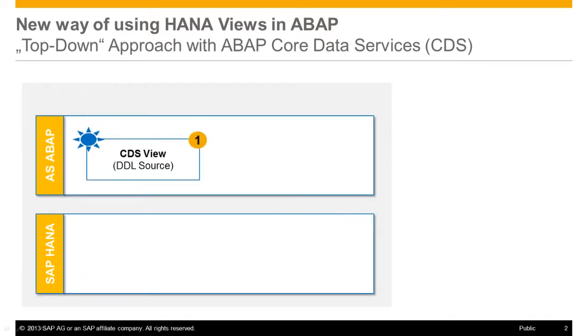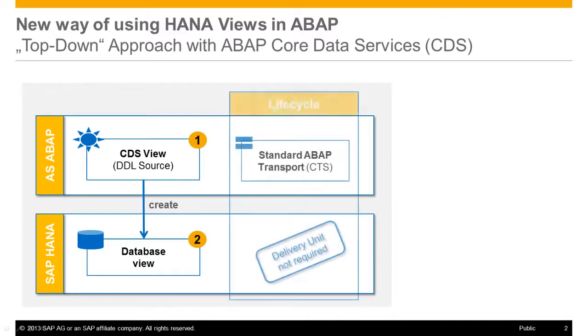A CDS view is defined in an ABAP DDL source object. The corresponding HANA view is automatically created on the database during the CDS view activation. One of the benefits of this so-called top-down approach is that only the CDS view has to be transported with the standard ABAP transport mechanism. The HANA transport container and the HANA delivery unit are not involved in this process.